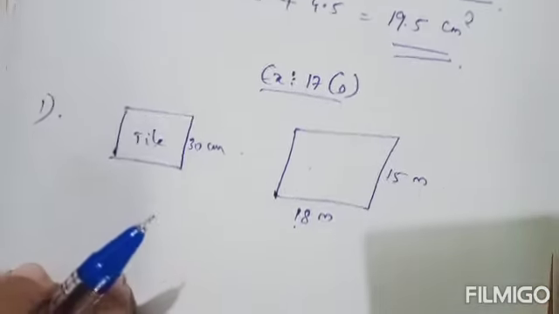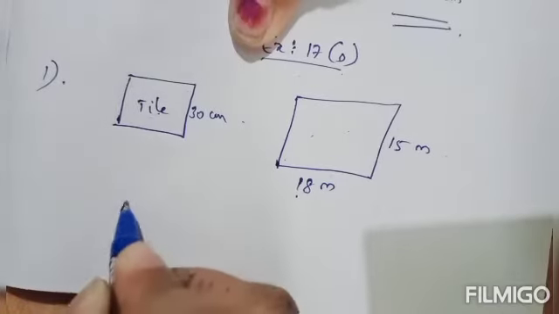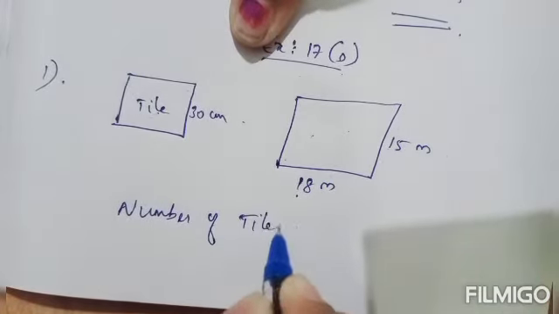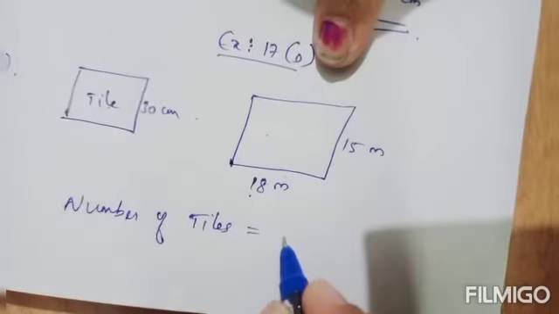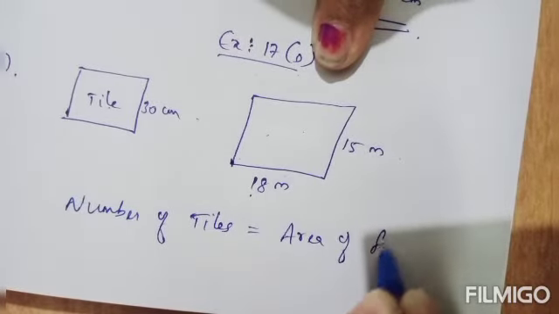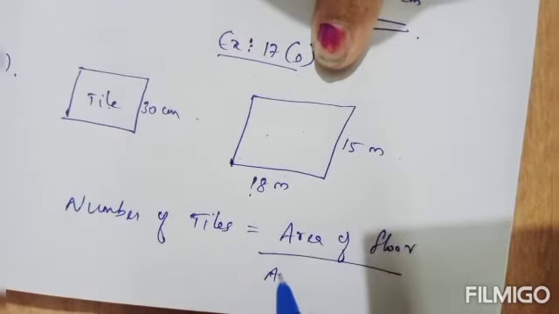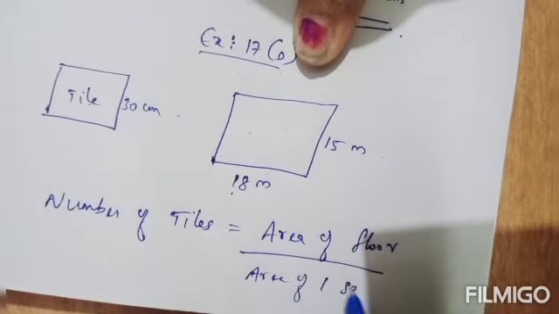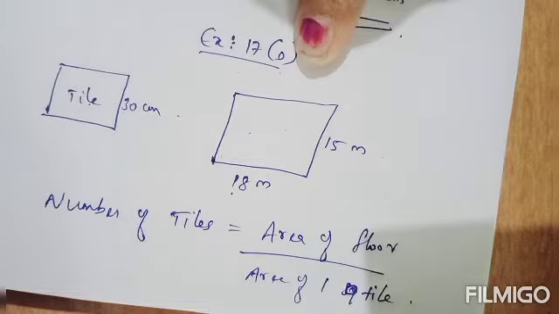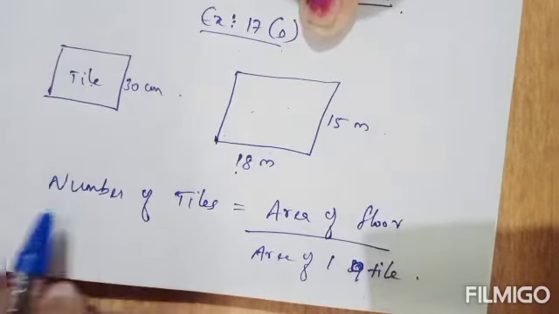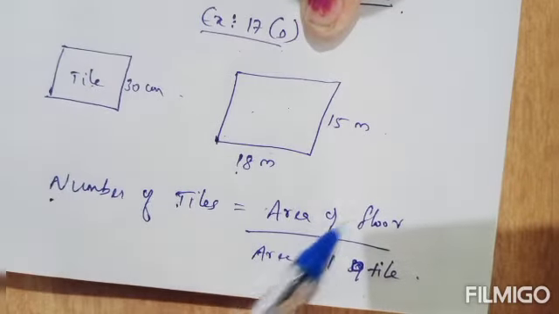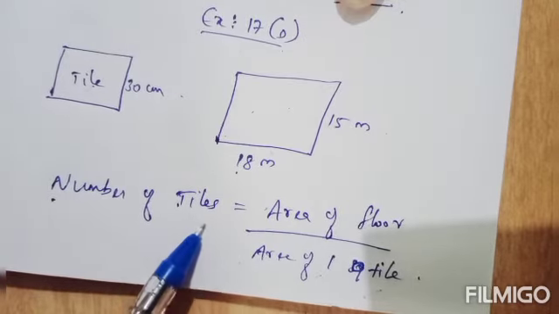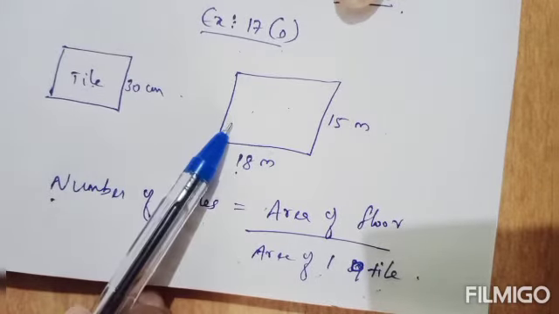Okay, so there is one formula. Always use this formula to find the number of tiles. Number of tiles required to cover a floor will be equal to area of floor by area of one tile, that is one square tile. Use this formula to find the number of tiles required to cover a floor.